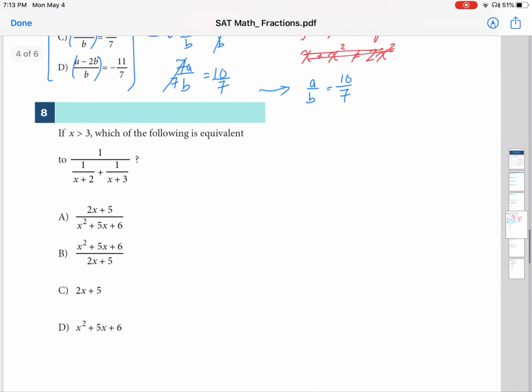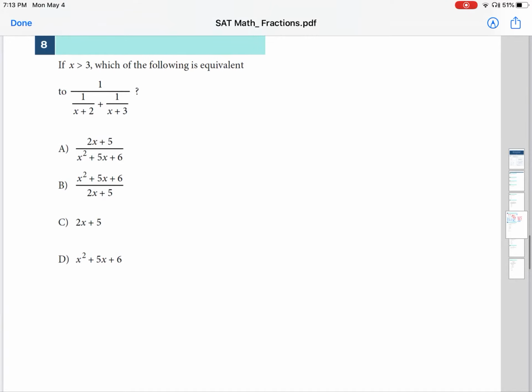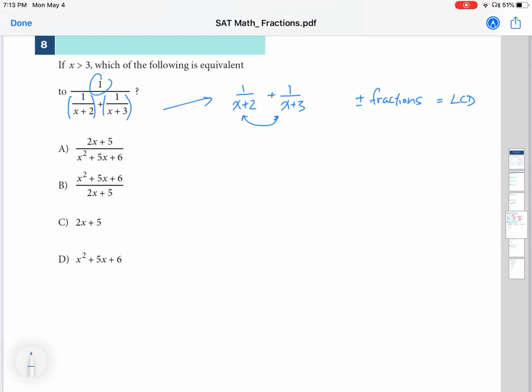Moving on to the next one, number 8 here, we see we have two fractions with binomials or algebraic expressions in the denominators, but they're being added. So I'm going to start with those two. I'll come back to the numerator later, but I'm going to start by saying 1 over (x plus 2) plus 1 over (x plus 3). And remembering that when I add and subtract fractions, I need to have an LCD, or a least common denominator. And the easiest way to get an LCD is simply to multiply your two denominators together.